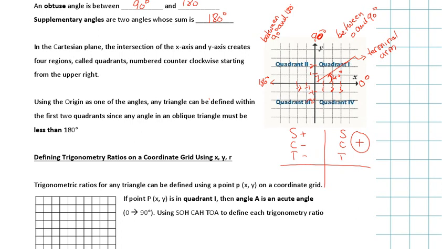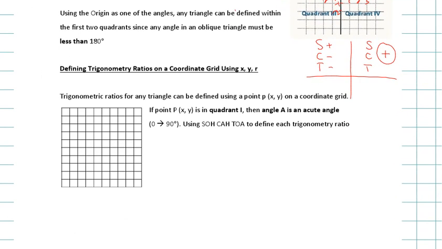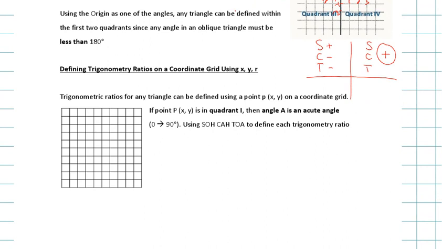Are we okay with this so far? Excellent. Can I move up? So we've used SOHCAHTOA, right? Sine is opposite over hypotenuse, cosine is adjacent over hypotenuse, and tan is opposite over adjacent. Now we're going to use the same ratios, but we're going to use x, y, and r instead of opposite, adjacent, and hypotenuse, because we're going to relate it to the Cartesian plane.